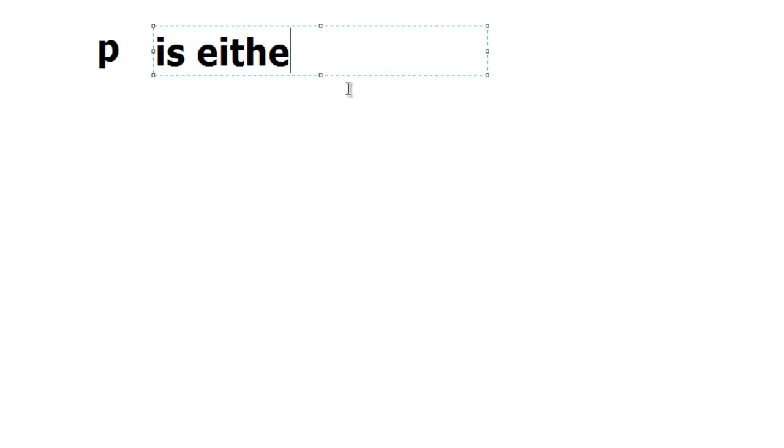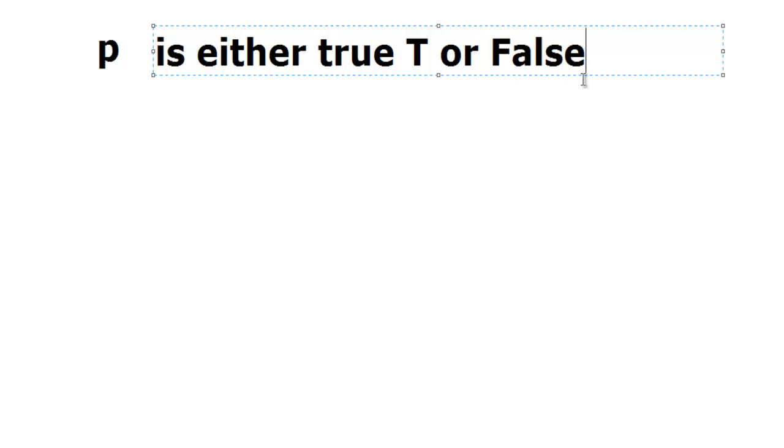So now we have P, a mathematical statement, and this statement is going to have a property that it's either true, and we denote true by T, or false. Okay, so false we shall denote by F. All right.